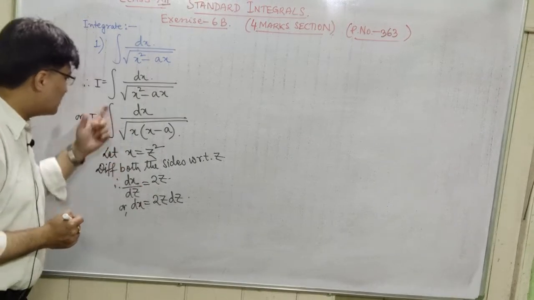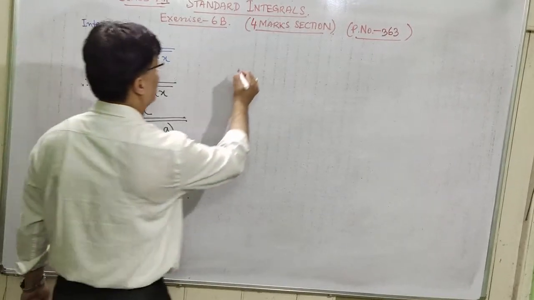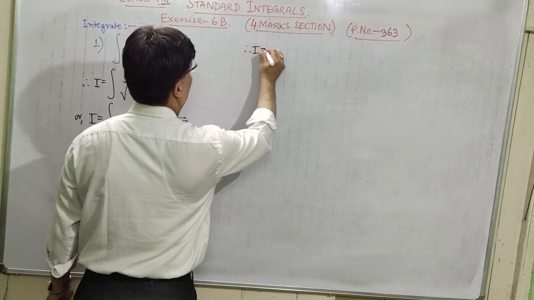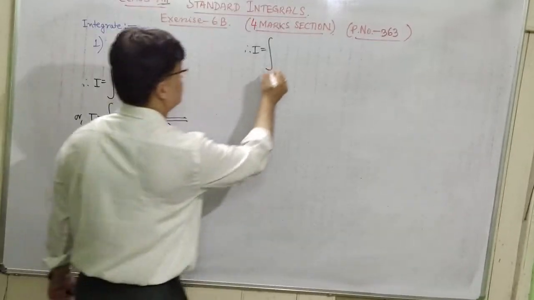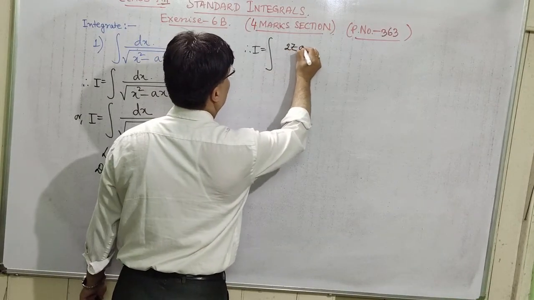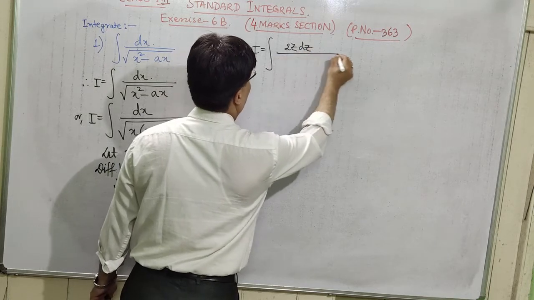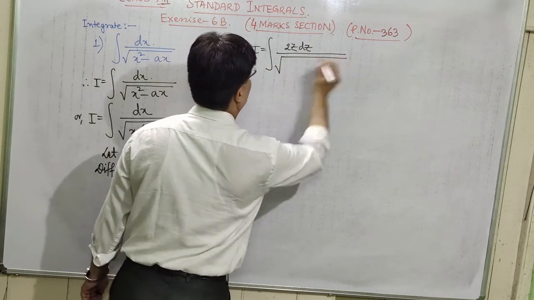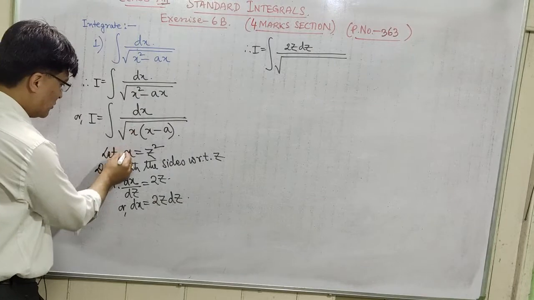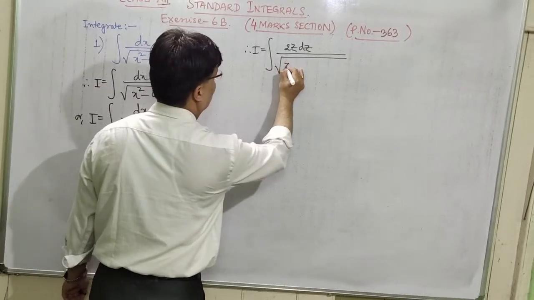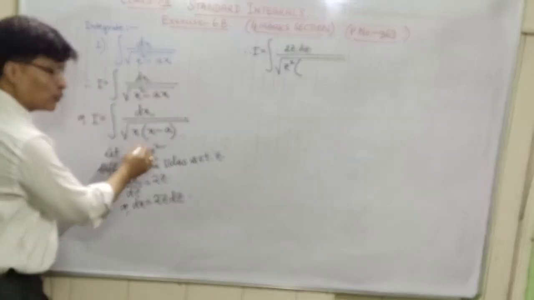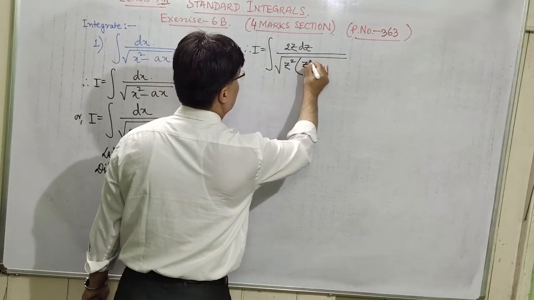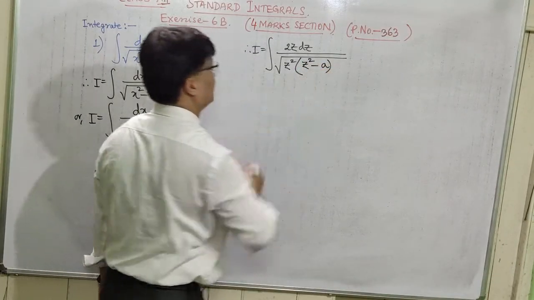So let us put these values in I. So therefore I is equal to integration of what is dx now? It is 2z dz. It is 2z dz divided by within square root. What is x now? It is z square. And within bracket what do we have? What is x? Z square minus a. It is z square minus a.